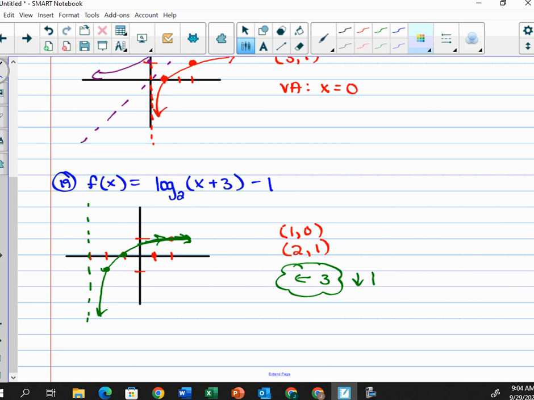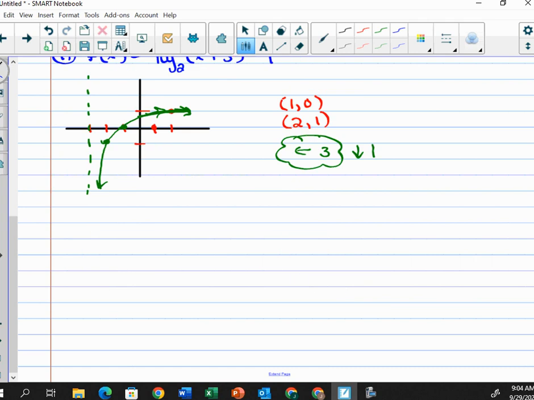Is y equals 1 possible? If we plug in 0, no, it's not. Because if you plug 0 in, log base 2 of 3 is not pretty. And then negative 1 of not pretty is still not pretty. So, yeah. All right, let's try our last one here, guys.